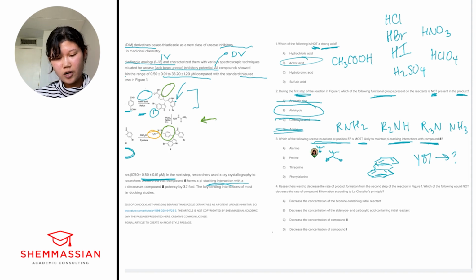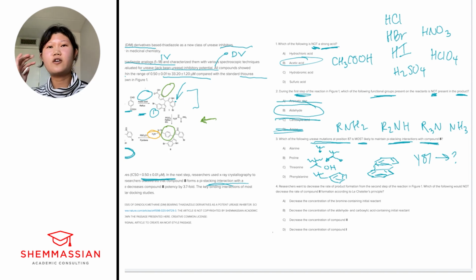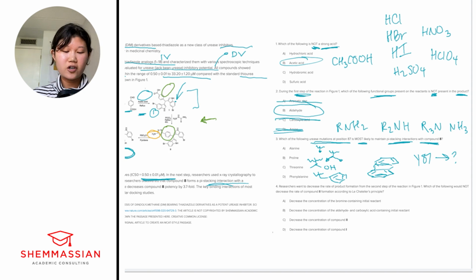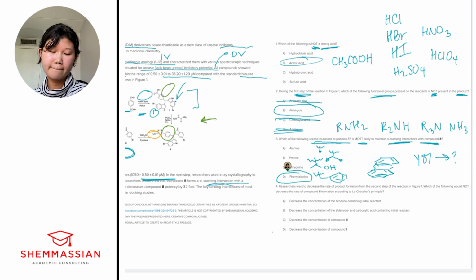And then threonine looks like this. And then phenylalanine is just a phenyl ring. So because pi stacking interactions are formed between aromatic rings, phenylalanine is the only one that can do that, because it's the only one out of that cohort of amino acids that has an aromatic ring. So we would go with D.